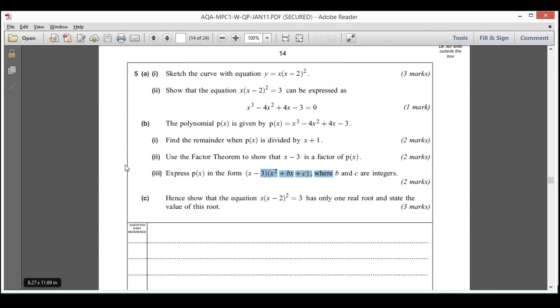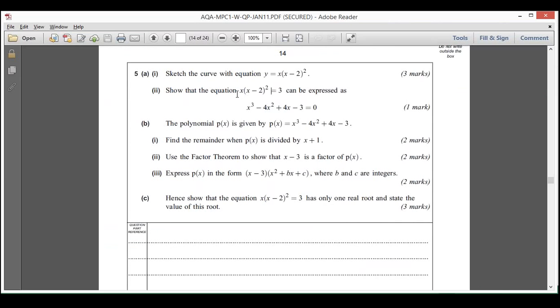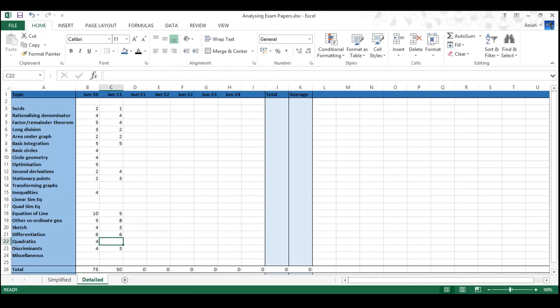And we have 1 mark up here. Show that the equation can be expressed as that. So that's just manipulation, isn't it? Expanding out. Right, can anyone see where I could put that one? 1 mark. Which of these would you put it under? I think I know where I would put it. So the question was, show that that can be expressed as that, is only a 1 marker. Which topic would you go for?